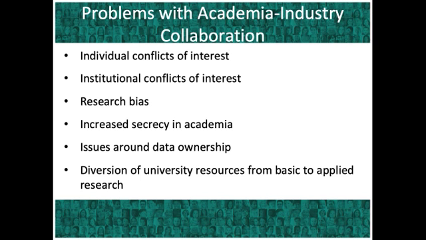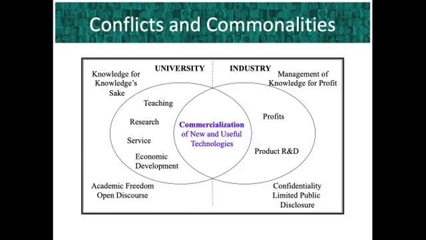And then, associated with this research bias is the idea that in addition to emphasizing research that is applied, you may also see a direct diversion of university resources from laboratories that do mainly basic research to laboratories that are doing a lot more applied research. So I like this image because it really highlights both the conflicts and the commonalities between university goals and industry goals.